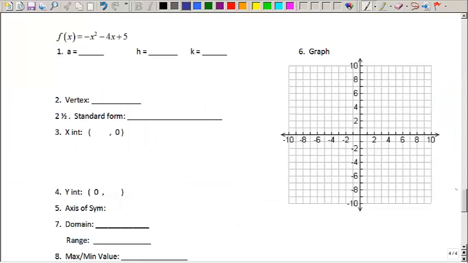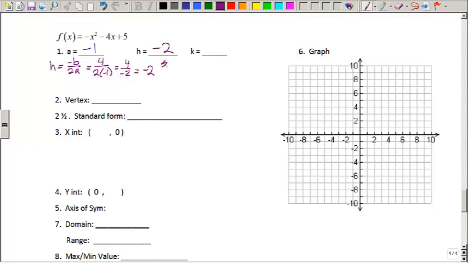For my last problem, f of x equaled negative x squared minus 4x plus 5. My a is equal to negative 1. I have an h value and a k value, although I can't see it here in general form. In order to find the h and the k value, I find h is equal to negative b over 2a. In this case, my b is negative 4, so the opposite of negative 4 is positive 4, over 2 times negative 1. I'm getting an h of negative 2.